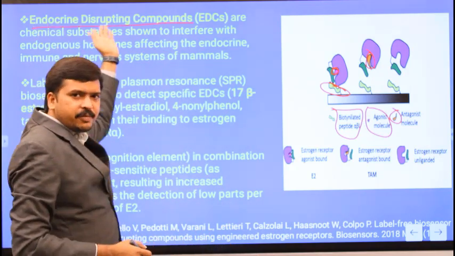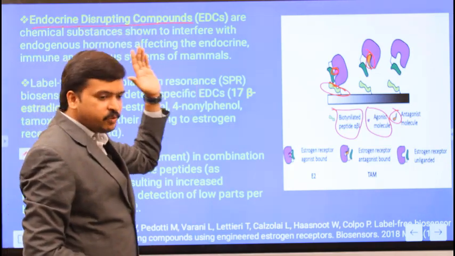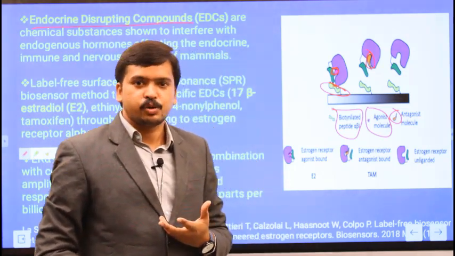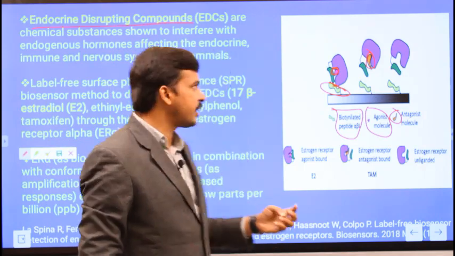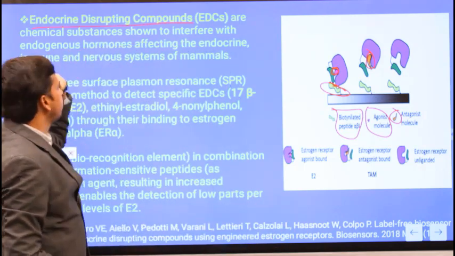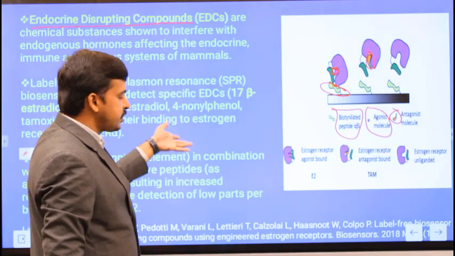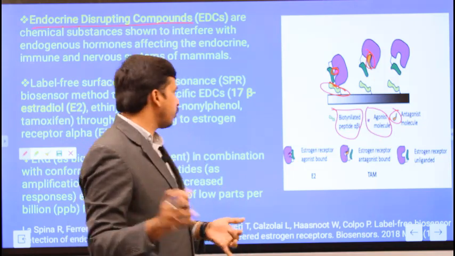From the term itself, you can understand endocrine disrupting compounds. That means if these compounds are exposed to our body, or if they enter inside our body, then what happens? They are going to destroy the endocrine system. They will target one specific hormone, or they may target all hormones, which will lead to a lot of problems.